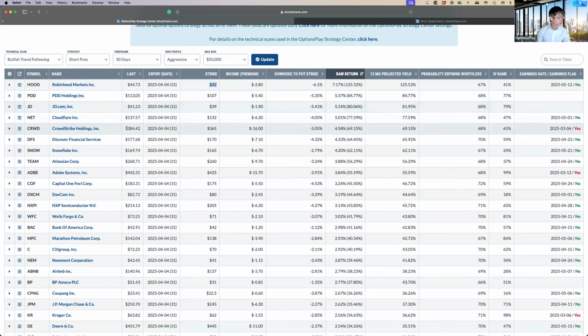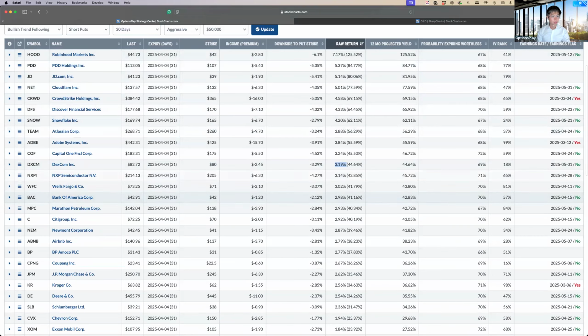CrowdStrike, maybe CrowdStrike's not a good stock. It's a $300 stock. Let's look at JD or Dexcom trading at 82. Sell the $80 put. You're getting a 3.19% discount. You look at how many stocks you can get over a 5% discount on using the put option versus using a limit order. What if you could get a 5% discount on every stock purchase you make? That can make a meaningful difference in terms of performance of your portfolio. So all of these are available to you in this tool.